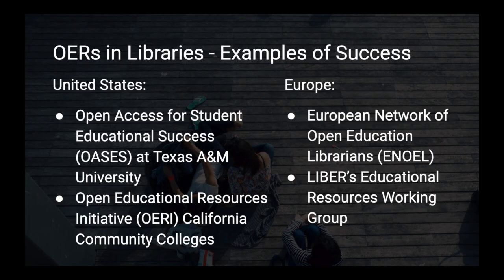Finally, here are some incredible examples of libraries, professional organizations, and governmental agencies that are working to improve access to OERs both in their communities and at large. First is the Open Access for Student Educational Success, or OASES, program at Texas A&M University, where subject librarians are teaming up with faculty in order to create and implement open educational resources for students to use in courses.